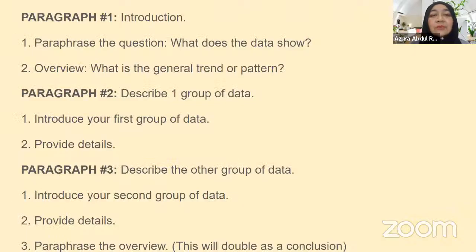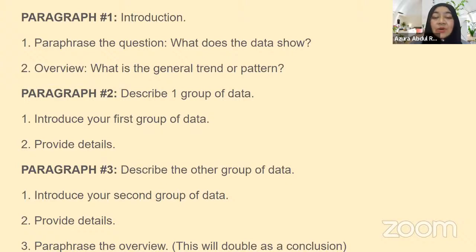Now, for the introduction, paraphrase the question. What does the data show? And then give the overview. What is the general trend or the general pattern of the graph? What do I mean by what does the data show? For example, the data shows online activities of 18-year-olds in town A. You can say that. And what is the general pattern? You can say that generally, the 18-year-olds like to go online from 8 p.m. onwards, something like that, for example.